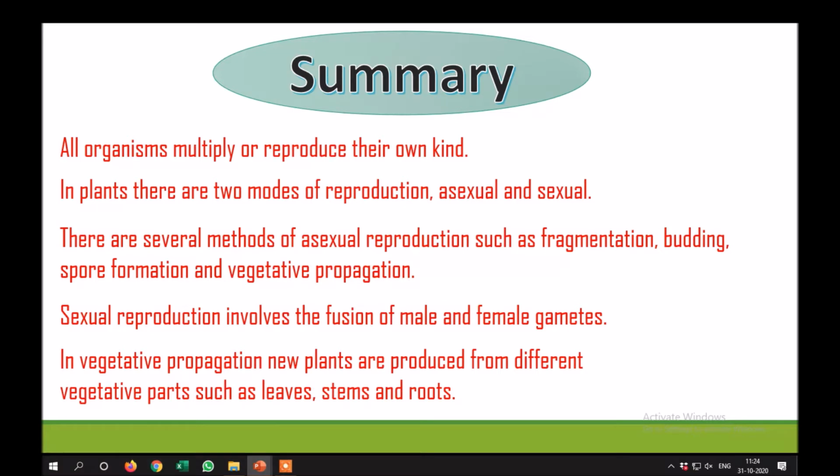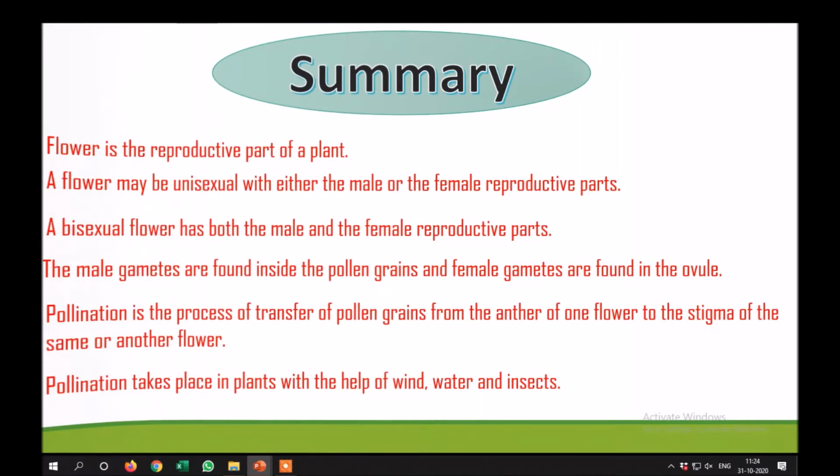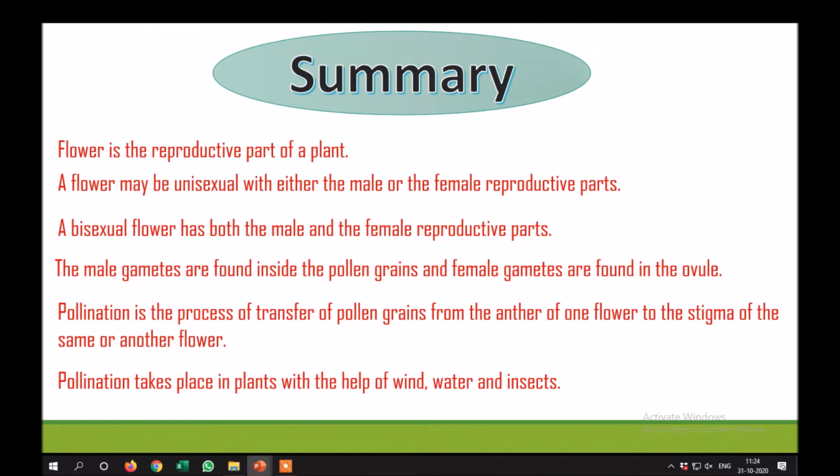In vegetative propagation, new plants are produced from different vegetative parts such as leaves, stem, and roots. Flower is the reproductive part of a plant. A flower may be unisexual with either the male or the female reproductive parts. A bisexual plant has both the male and female reproductive parts. The male gametes are found inside the pollen grains and the female gametes are found in the ovule.